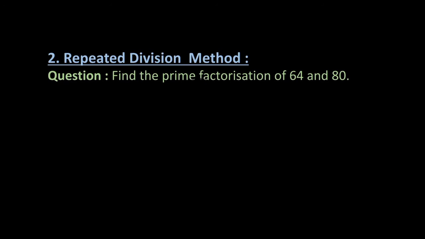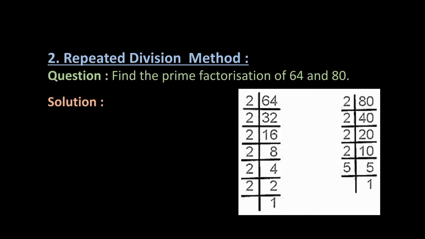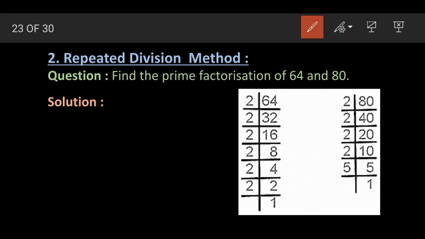Next, move to prime factorization with the help of the repeated division method. Here again we have to select a question: find the prime factorization of 64 and 80. Here is the solution. We have to convert the composite number to prime numbers with the help of the repeated division method. We have to divide the number again and again until we get the remainder as 1, or you can say the last number as 1. So divide 64 with the help of prime numbers starting from the smallest one.